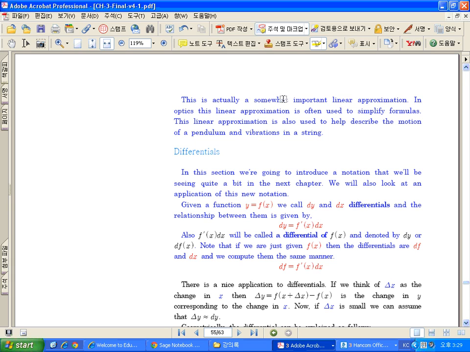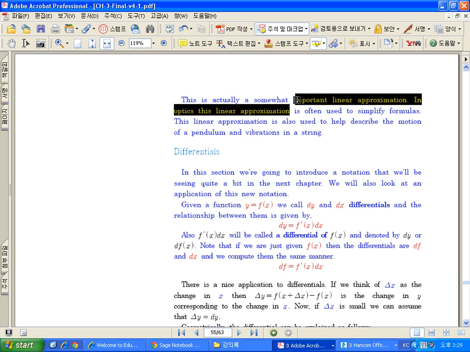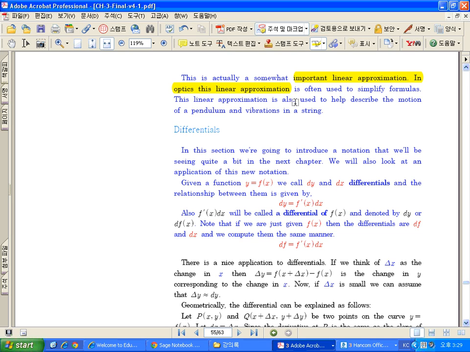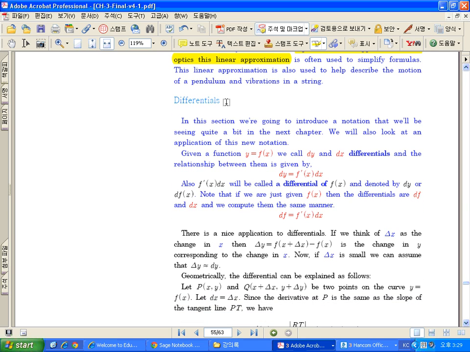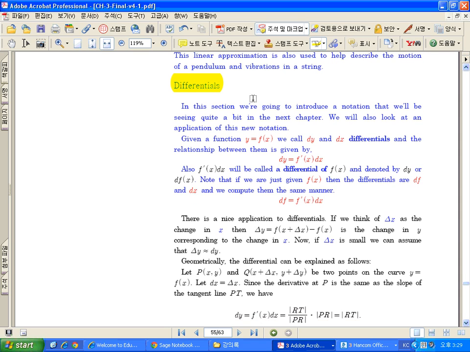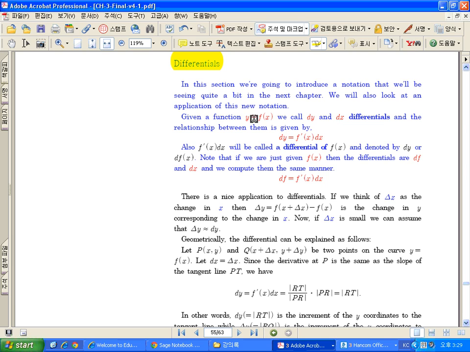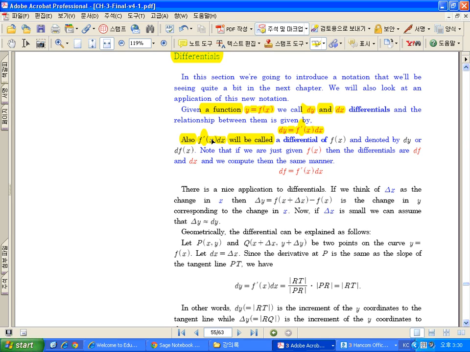This linear approximation is one important example of approximation. Then we will expand those concepts to the quadratic approximation. Before that, we introduce the concept of differential. For a given function y is equal to f of x, dx and dy are called differentials. The relationship between dx and dy is dy is equal to f prime of x times dx, because dy over dx is equal to f prime of x. This f prime of x dx is called the differential of f of x and denoted by dy or df of x.